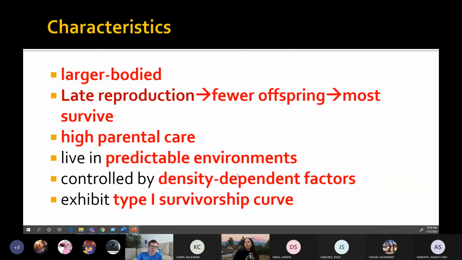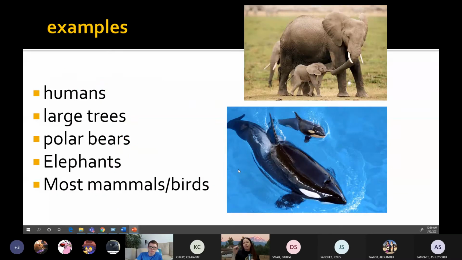All right. So some examples, again, you can just write down a couple. Humans, large trees, like your oaks, your firs, your pines. Polar bears are one, elephants, most mammals and birds, like the orca whales over here. They don't have a whole lot of babies and they hold on to them for a pretty long time, considering their lifespan.